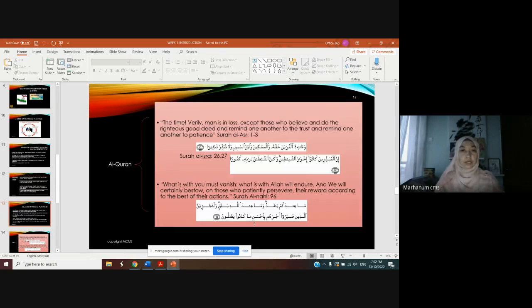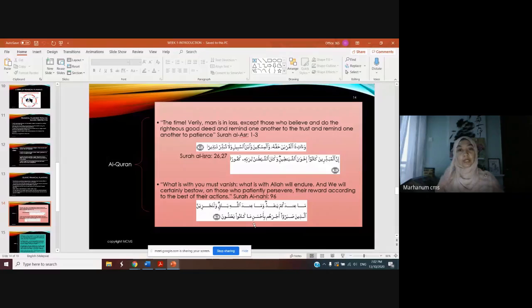In the Al-Quran, in Surah Al-Asr, Allah said that mankind is in loss, except those who believe and do righteous deeds and remind one another to the truth and remind one another to patience. So we need to plan. In Surah An-Nahl, what is with you must vanish, what is with Allah will endure. And we will certainly bestow on those who patiently persevere their reward according to the best of their actions. Ma indakum yanfadu wa ma indallahi baq. Wala najziyanna allazina sabaru ajrahum bi ahsani ma kanu ya'malun.